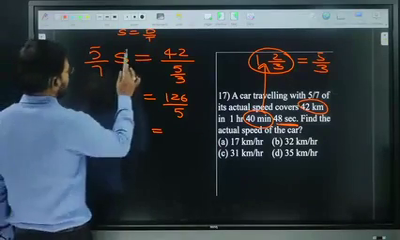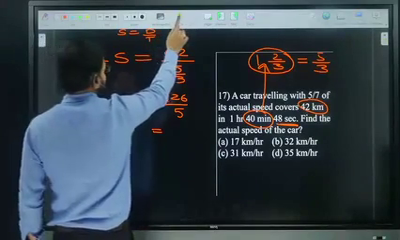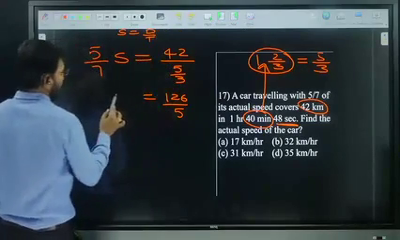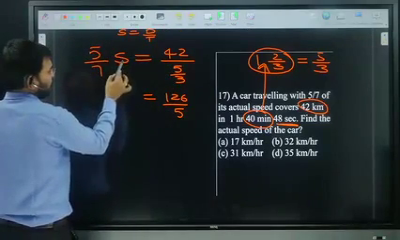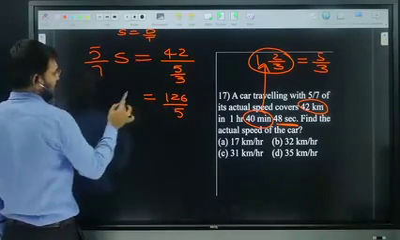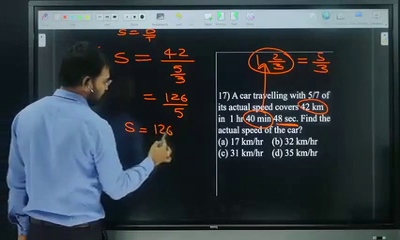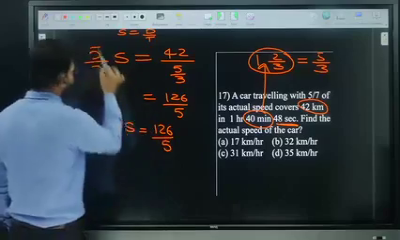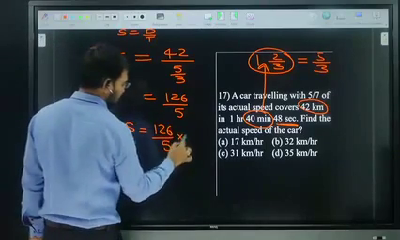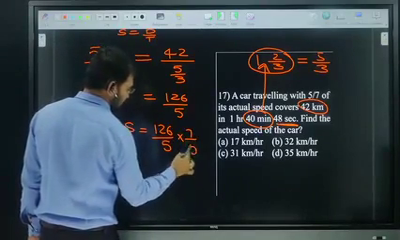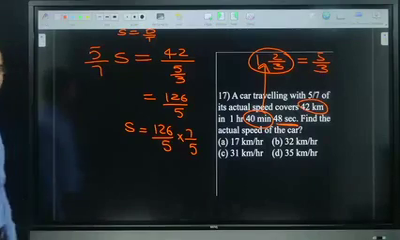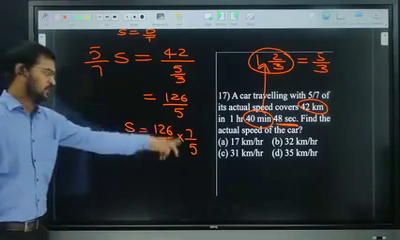Look at me, all of you. 5 by 7th of the speed is equal to 126 by 5. I need speed. Speed is equal to 126 by 5 into this 5 by 7 comes to this side. This 5 by 7 comes to this side as 7 by 5. All of you clear?